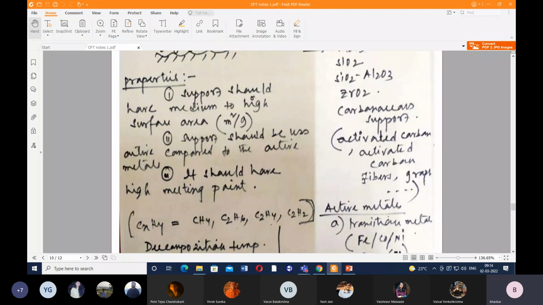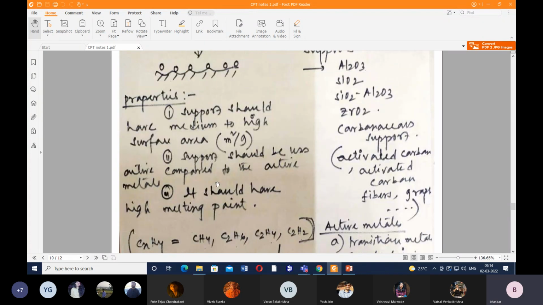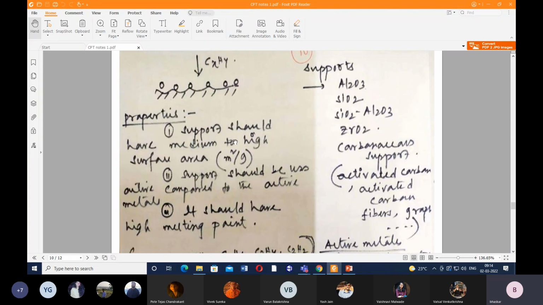Now these things are clear to you. Now let me move to the properties of the support material. So what are the different properties this support material should possess? The first property is that the support material should have medium to high surface area. Just now I talked about the surface area, right? The surface area can be measured in terms of meter square per gram.